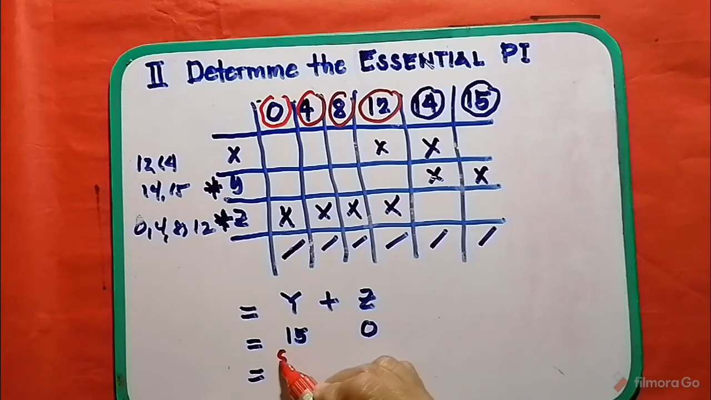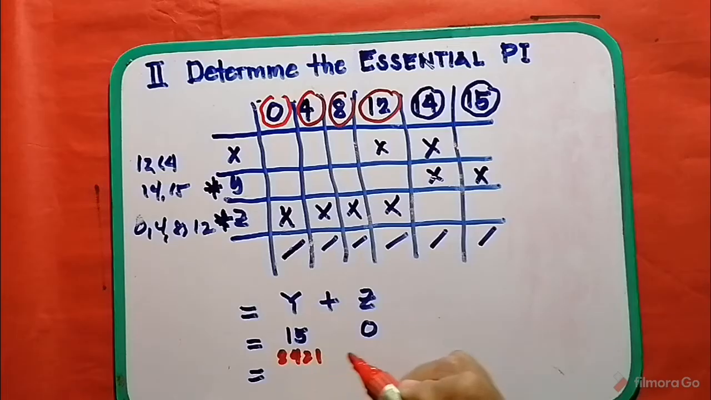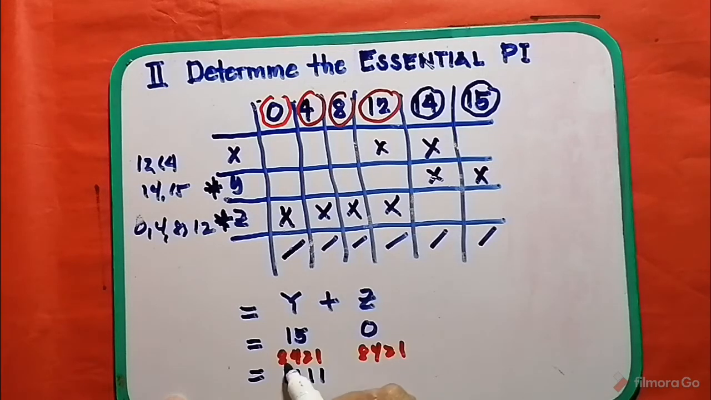Again, using the code 8421. So, to convert, what will be the numbers to be added to get a sum of 15? Definitely that will be 1, 1, 1, 1. So 8 plus 4, 12, plus 2 is 14, plus 1 is 15. Plus, of course, for 0, that will be all zeros.